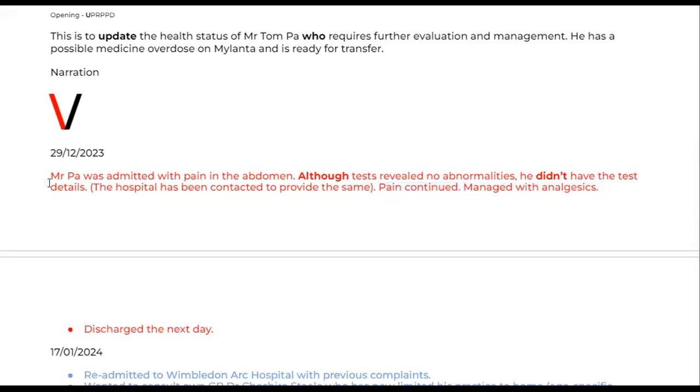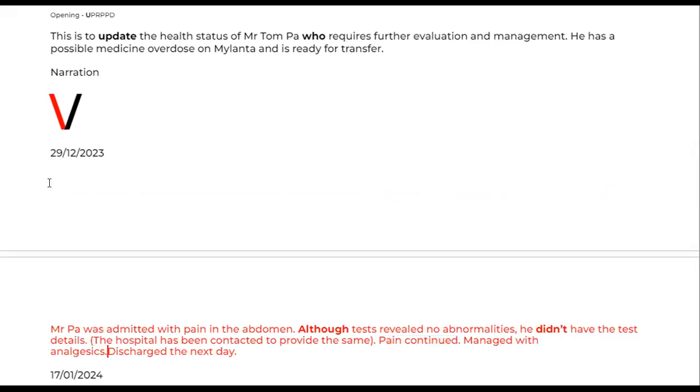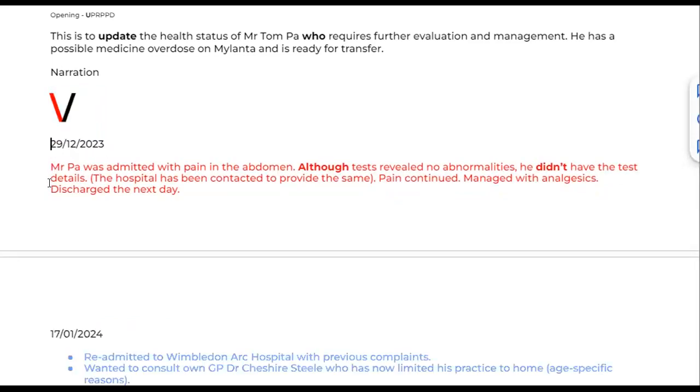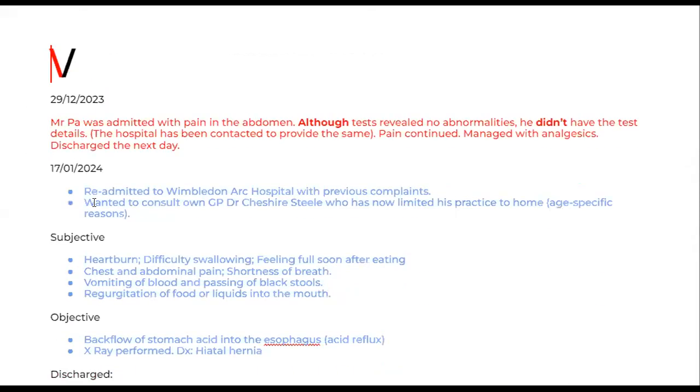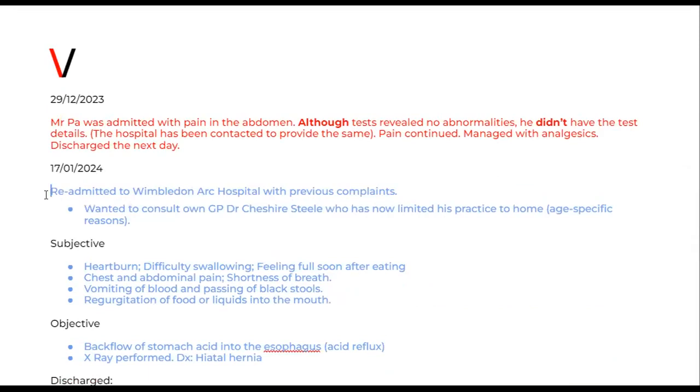Now the 6. Discharge the next day. Remember, this information is known to the doctor here. So be careful about writing this information. Once again, now this part you should write this way.